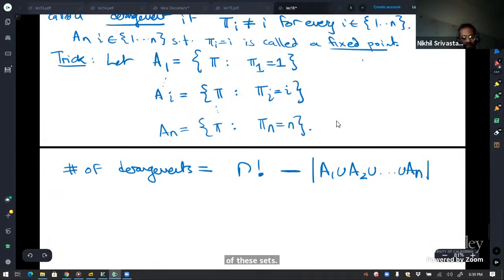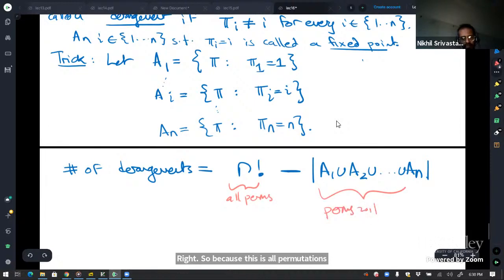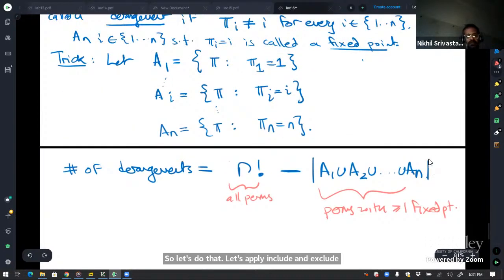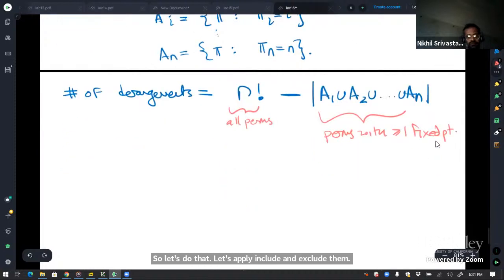Because this is all permutations, and this is permutations with at least one fixed point, because if you have a fixed point, then one of the indices has to be a fixed point. And so if I can estimate the second cardinality, I'm done. So let's do that. Let's apply inclusion-exclusion.